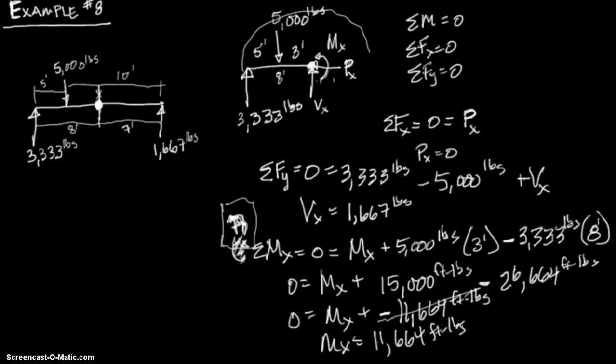foot-pounds. And let's go ahead and check this from the book here. So hold on, I gotta flip pages. And when I look at the answers, we have Vx equals 1,667 pounds, which is what we have, and the moment at x equals 11,664 foot-pounds. We are dead on. That is what they wanted us to find.